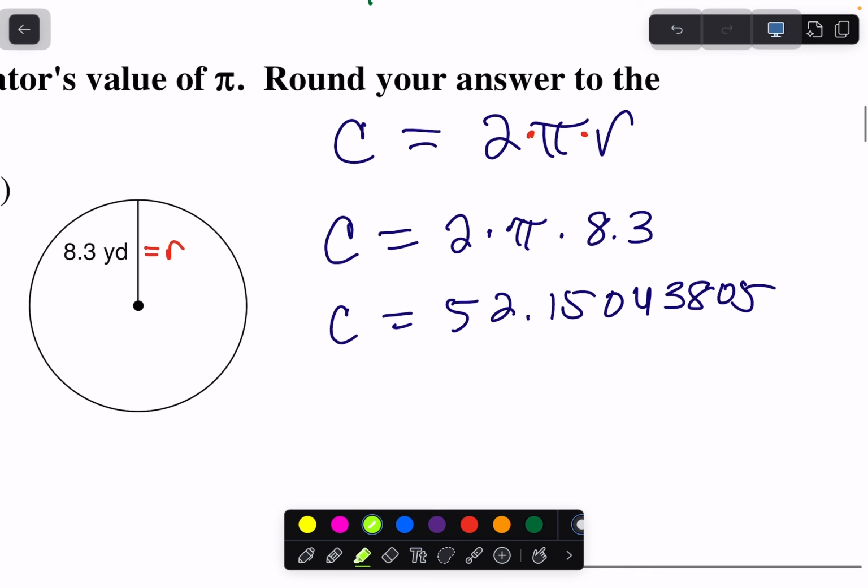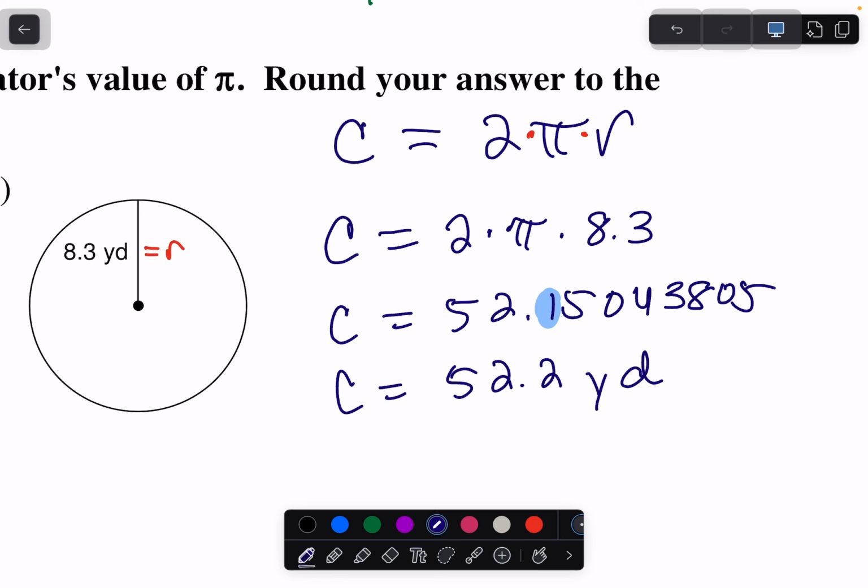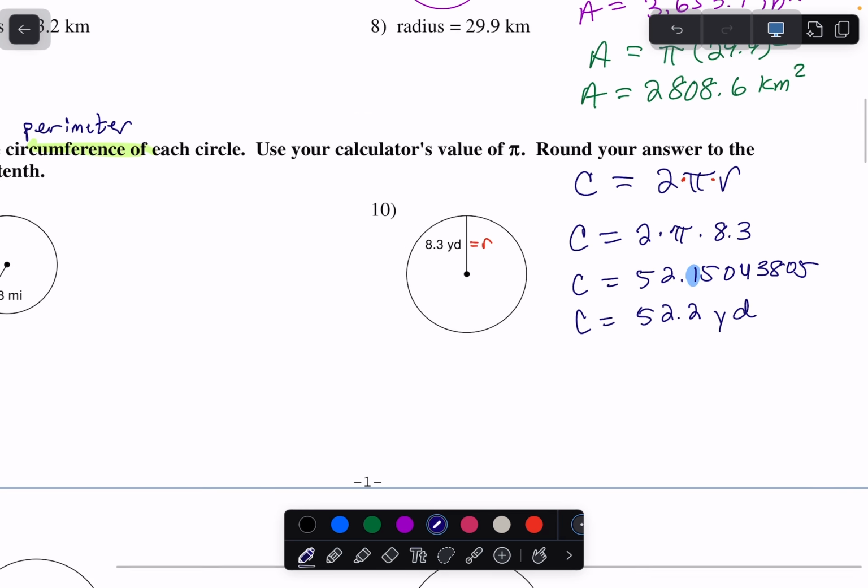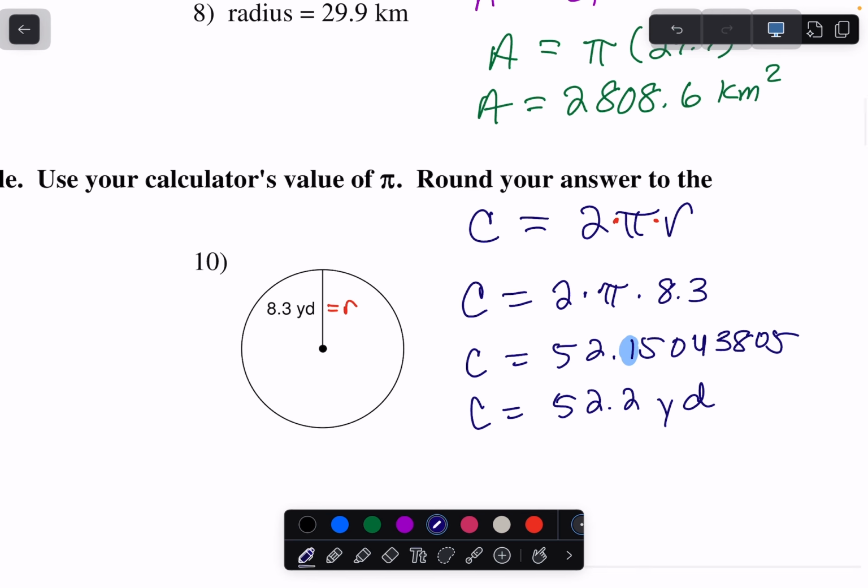We've got this 1 in this spot right here. Right behind it is 5 or more, so it's going to go up. So it's 52.2. Now go back to the original measurement. The original measurement was yards. This is like a string that I have measured, 52.2 yards. So it's the perimeter. So perimeter doesn't need that square unit. Okay? Any questions so far about any of the stuff we've done so far?